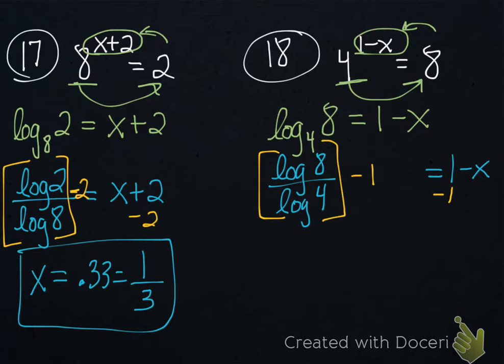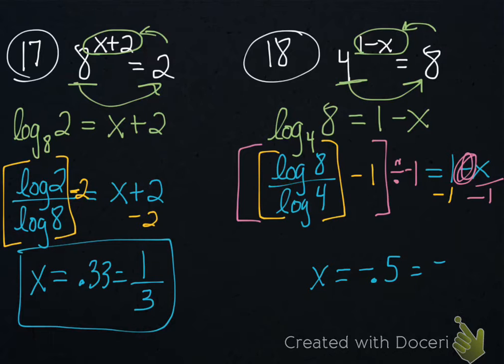But then we have to do something else. We have to get rid of that negative sign. So we're going to divide by a negative 1. Or you could say just change the sign. So I have log 8, close parenthesis, divided by log 4, close parenthesis, minus 1. And I get negative 0.5, which is negative half.